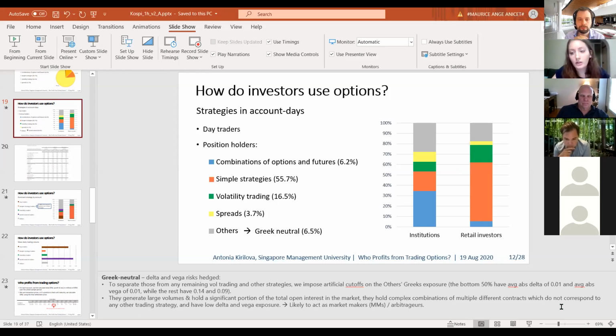So we also check whether there is a significant difference between the average delta and vega of those Greek neutral positions and the others that remain in the others category. And we find that on average, the Greek neutral positions have, I think, about 0.01 absolute delta, and similar for the vega as well. So very low delta and vega exposure. And the remaining positions have significantly higher delta and vega. Good, thank you. You've calculated the delta and vega and so forth yourselves using the Black-Scholes model, perhaps? Yes, yeah. We calculate them for, I think, every transaction, and then we take the delta and vega of the end of day position as well.